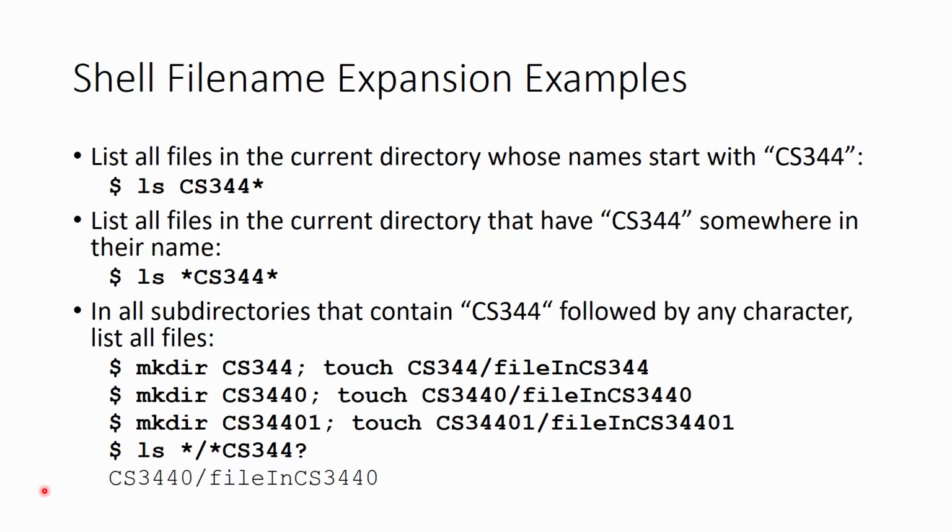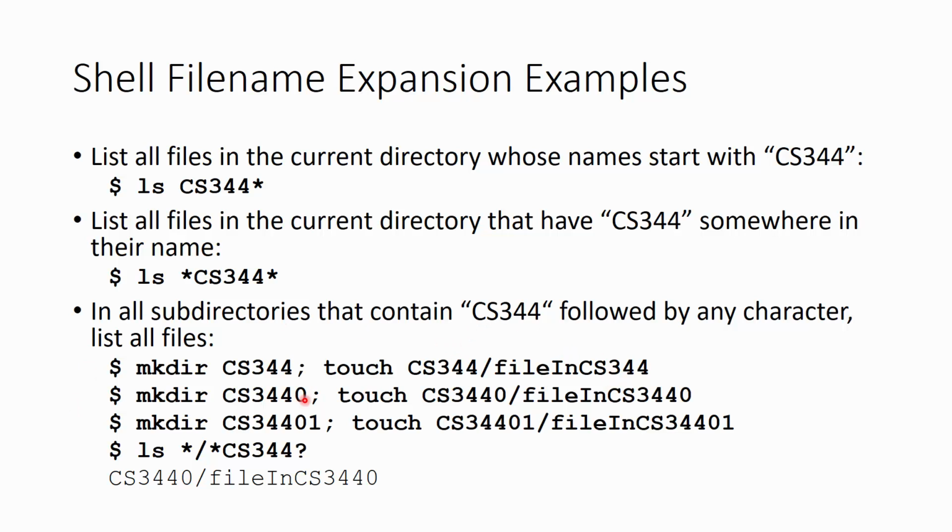So here's a kind of a multi-line example. In our first line, we're creating a directory called CS344, and then in that directory we are touching a file. We're creating a file. So note the semicolon here means I am going to have multiple commands all on one line. The touch command is being given a file path which is inside a directory, and it ends up creating this file in this directory that we just created.